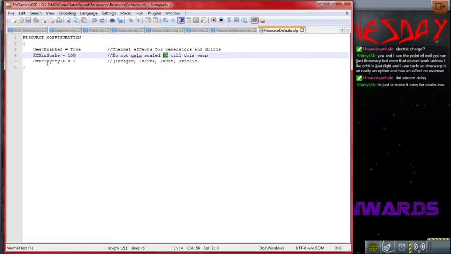So anyway, if we move on to the next one, because I'm pretty sure we don't need to change that for anything, or at least I can't think of anything that we need to change that for. I'm sure I'll find what it is eventually. I usually do. Overlay style.